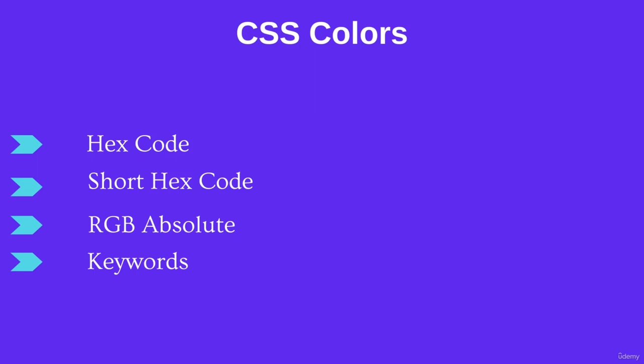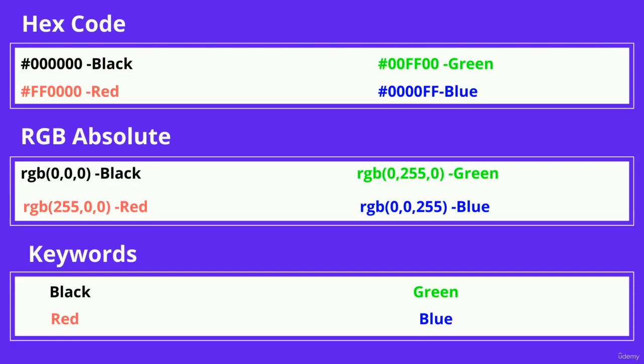As we know, whenever we talk about a color, all the colors are made up of 3 basic colors, that is red, green and blue. So this RGB combination will help us in forming the different colors which we can make. So hexadecimal, short hex code, RGB absolute, that is red, green, blue absolute, and the keywords. Keywords will help us in writing the name of a specific color. So here is a short example.